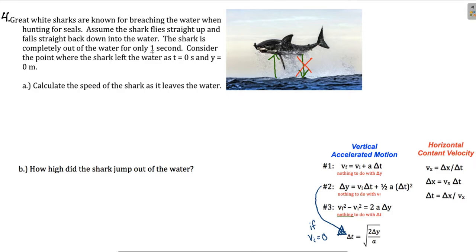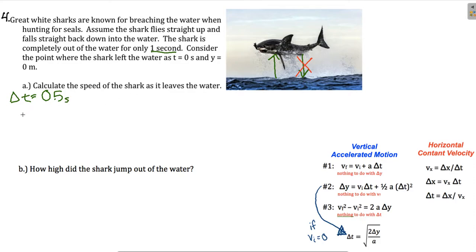Now, if it took it 1 second to go up and come back down, then it only took half that time just to go up. So the delta t we're going to use for this problem is not that full second, but half of it. 0.5 seconds is going to be the amount of time it took it to get to that maximum height.